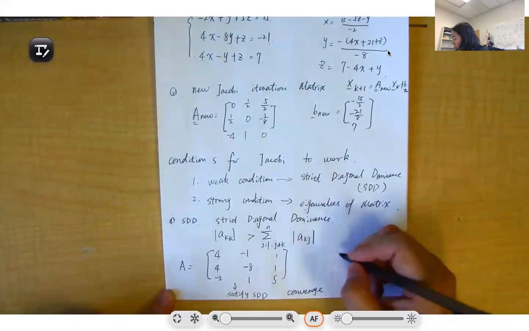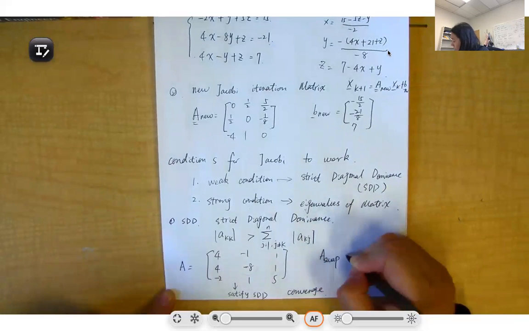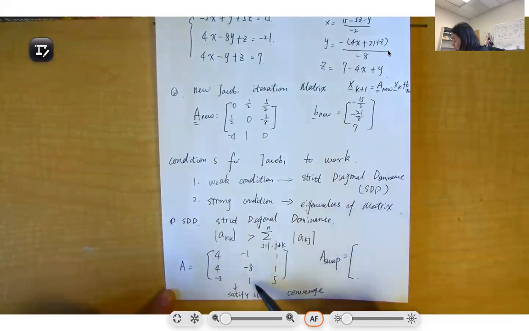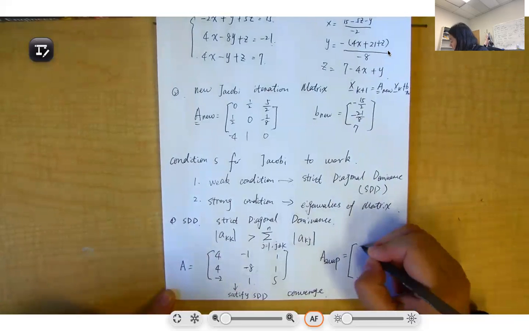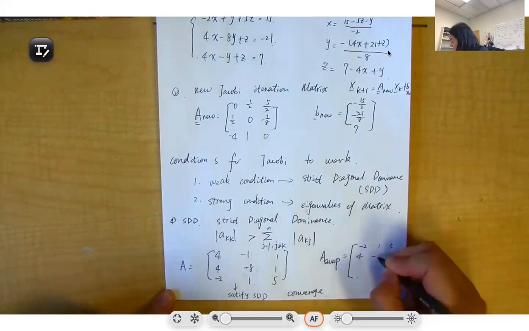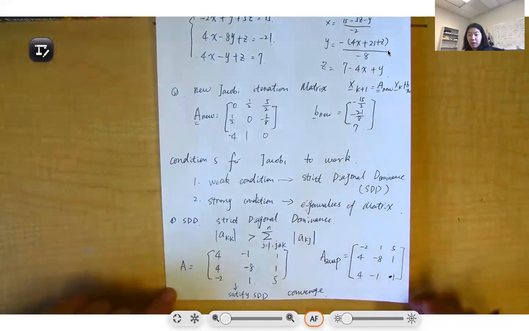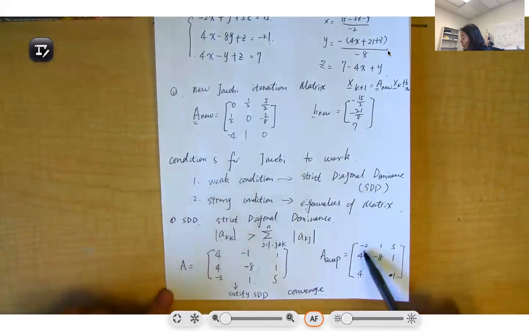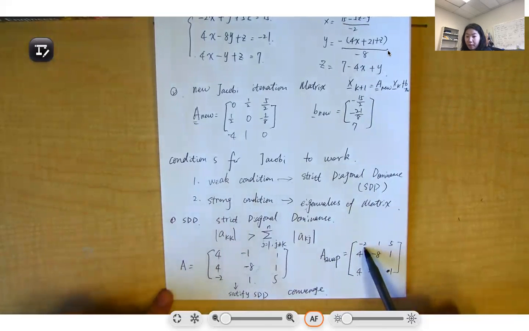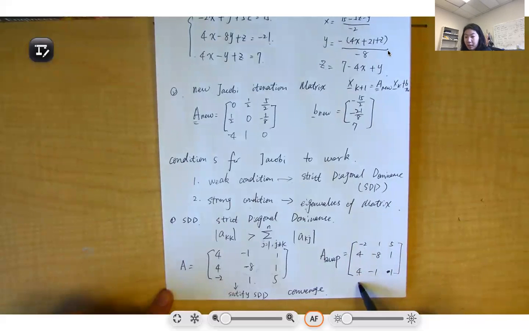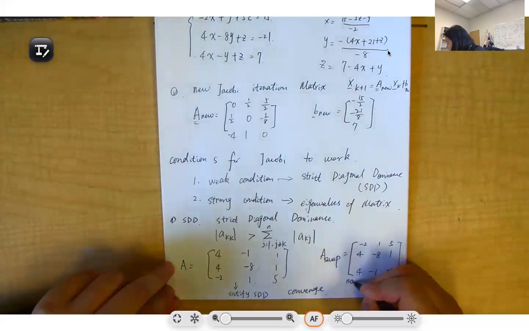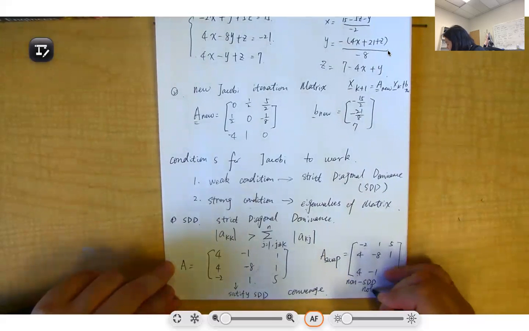So this converges. How about after we swap? We swap, which is the last row going to the top, right? So -2, 1, 5. This is 4, -8, 1. This is 4, -1, -4, -1, 1. So we swap the system. The absolute value of A11 is smaller than the sum of these two. This row is still satisfied, but the first row is already not satisfied. This row is now satisfied as well because the A33 is smaller than the sum of these two. So this is non-SDD and does not converge.